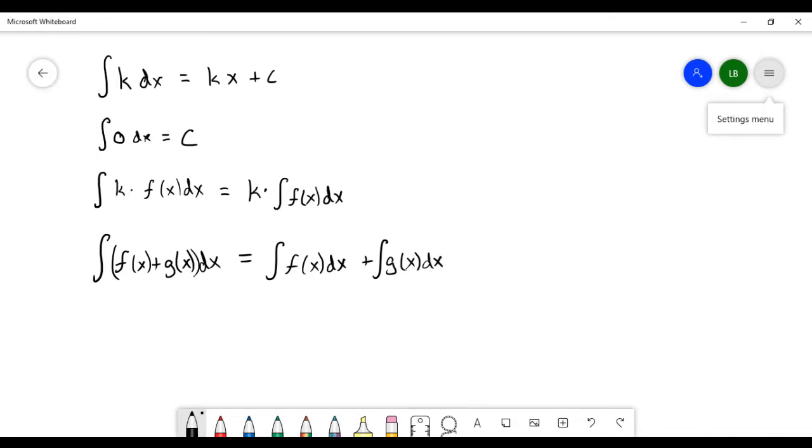Like this, and this is useful. I do it a lot. Then we have essentially what's like the reverse power rule. It's the power rule for integrals, sorry.